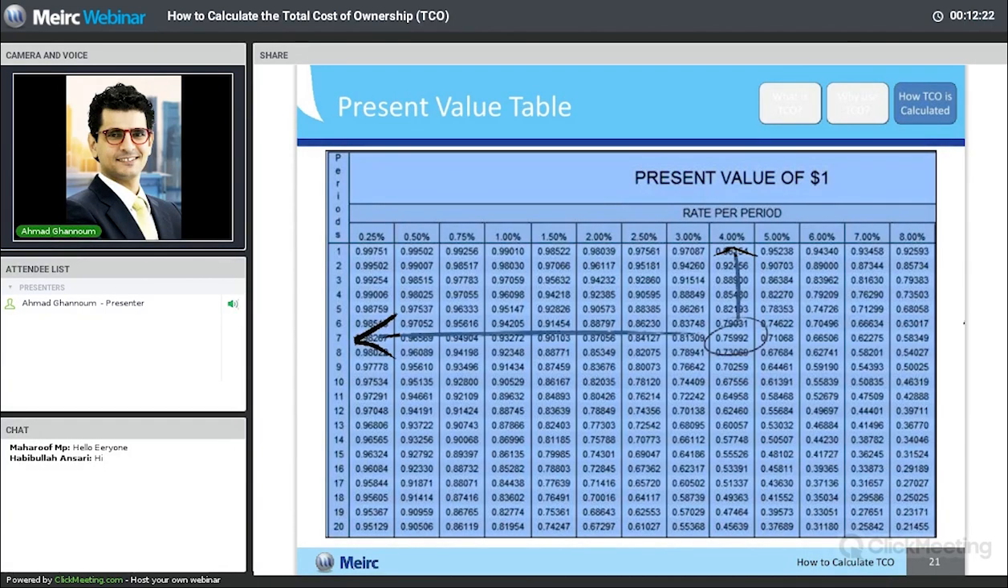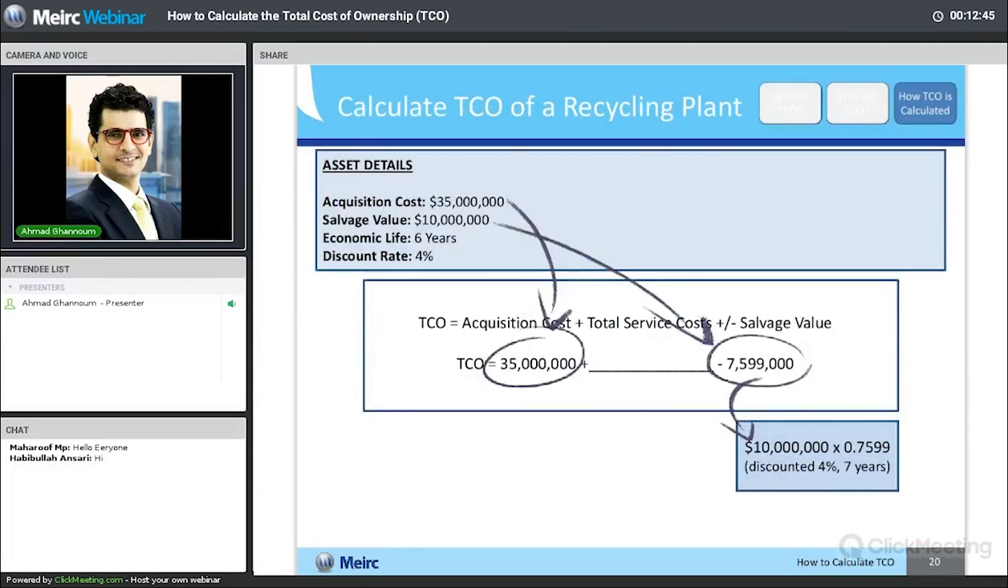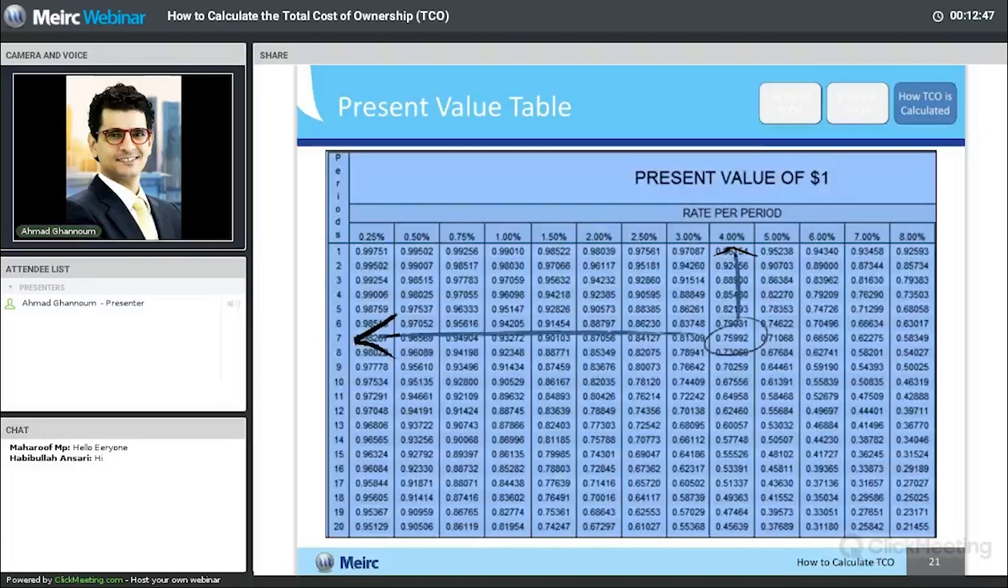So coming back to our net present value table, what we need to do is find the point at which the 4% on the x-axis and the 7 years on the y-axis intersect. So 4%, which is our discount rate, and we're saying we're expecting this cash flow in 7 years. So that's why we're looking at where those numbers intersect. So 0.7599, which is the number we've used to multiply the $10 million with.